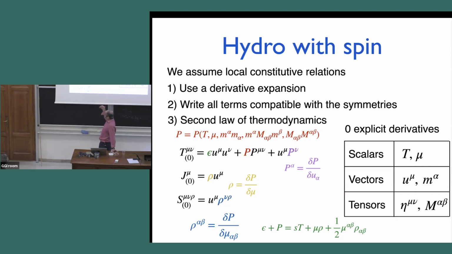Well, I'm assuming zero order in derivatives, so I don't have any gradients. I don't need anything else. I'm writing the most general thing I can that doesn't have any explicit gradients in it. So of course, if the system has some features.